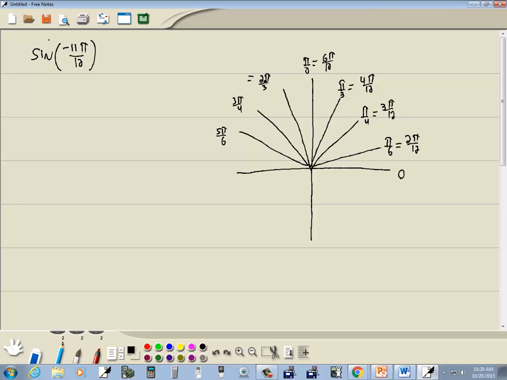2 pi over 3, if I multiply top and bottom by 4, gives us 8 pi over 12. 3 pi over 4, if I multiply top and bottom by 3, we get 9 pi over 12. And this one would give us 10 pi over 12. And this one's 12 pi over 12. Well, that's enough. So I'm looking for something. I think it's enough.